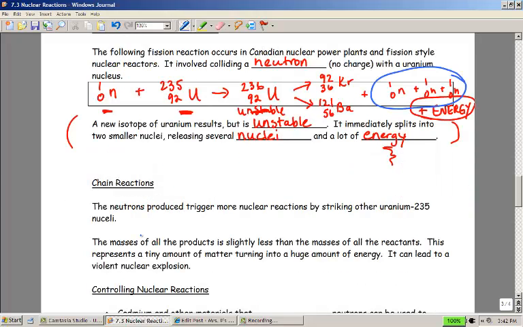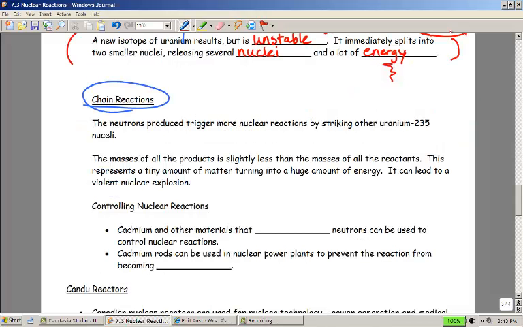What happens with these neutrons as they come flying off of the reaction is that they are carrying a fair amount of momentum as well, and if they strike another uranium-235 nucleus, they're going to cause the same reaction. And so what this begins to do is it sets off a chain of reactions. So the neutrons produced trigger more nuclear reactions by striking other uranium-235 nuclei.